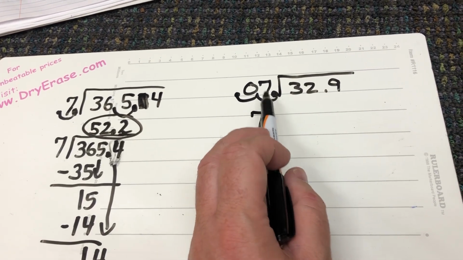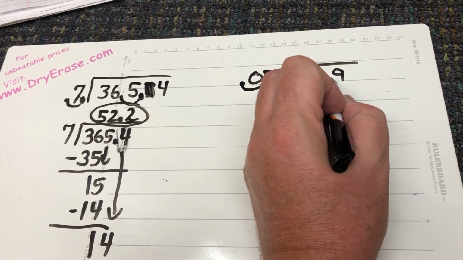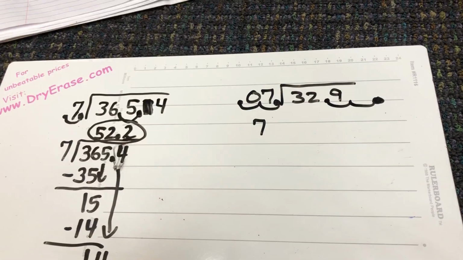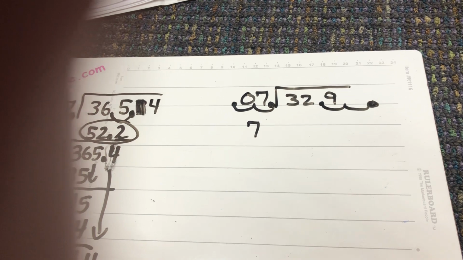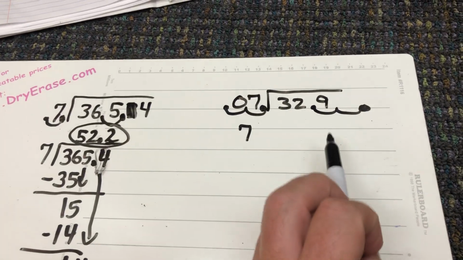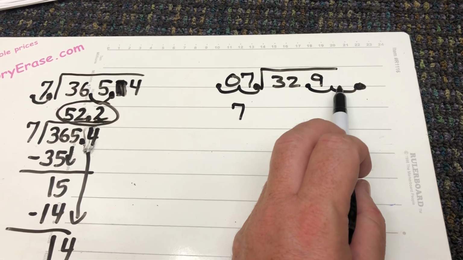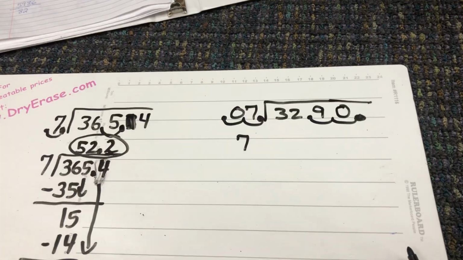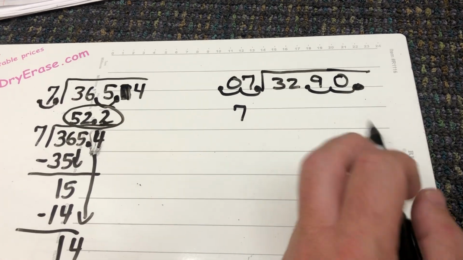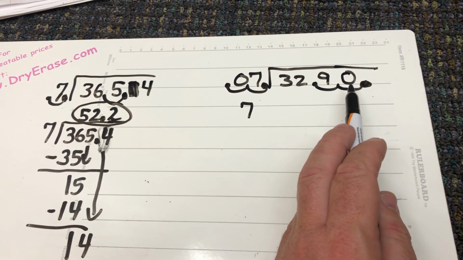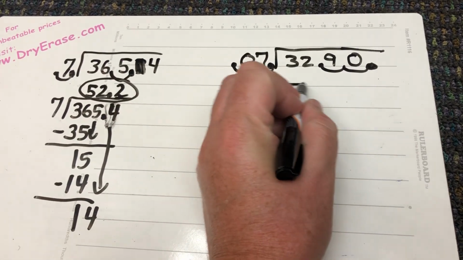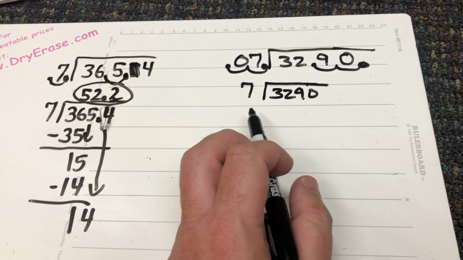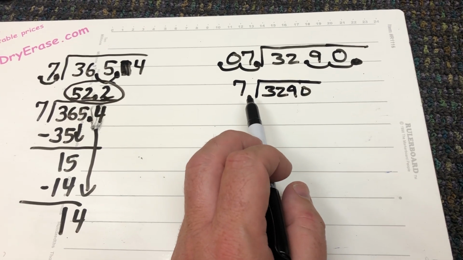Since I move this decimal 2 places to the right, I have to move this decimal 2 places to the right. But now I've got an empty space there. And since there's an empty space there, I've got to fill it in with something. And it gets filled in with a 0. That's 3,290.